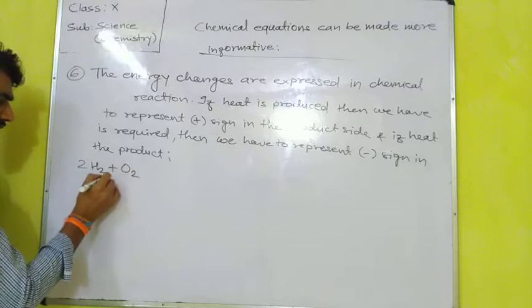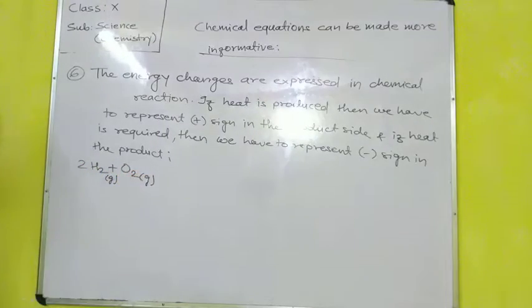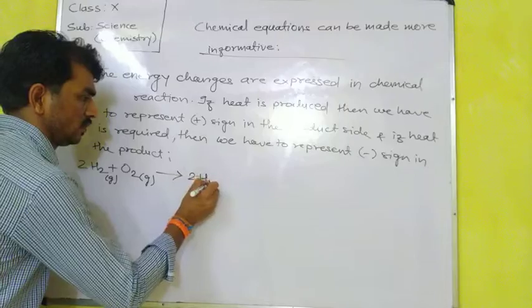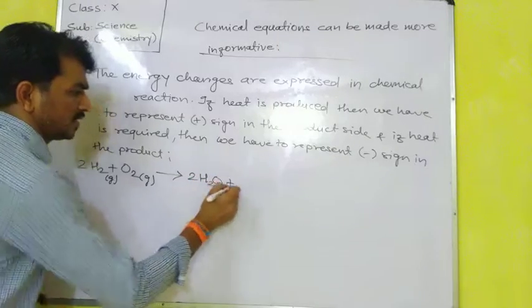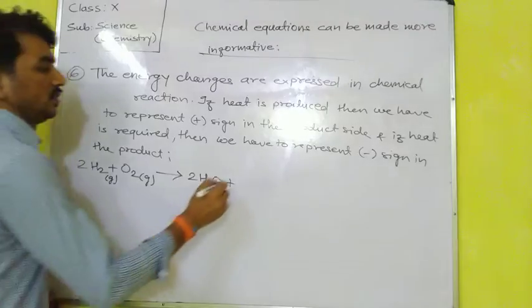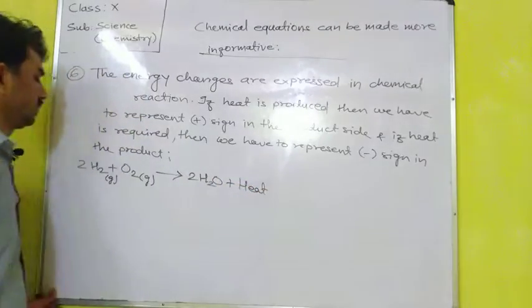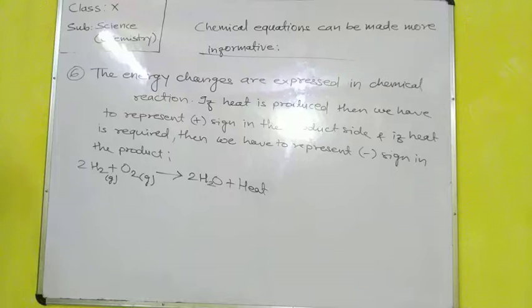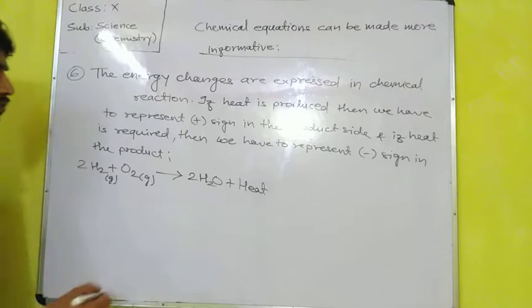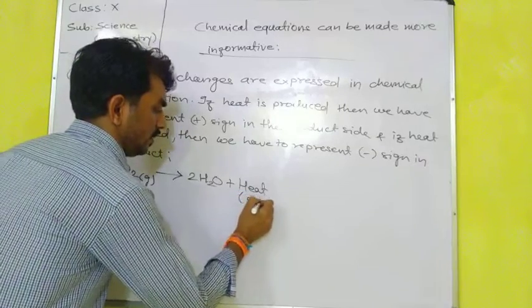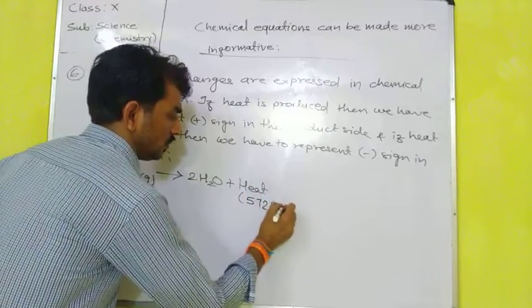hydrogen and oxygen gas, in the gaseous form, it forms 2H2O, plus heat is produced. For example, the amount of heat is 572 kilojoule.